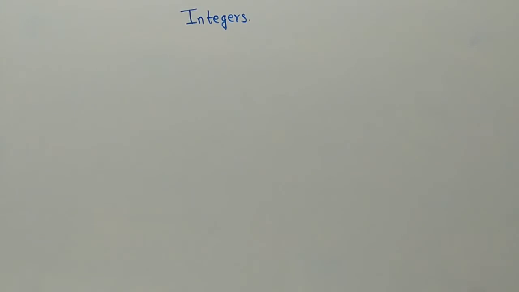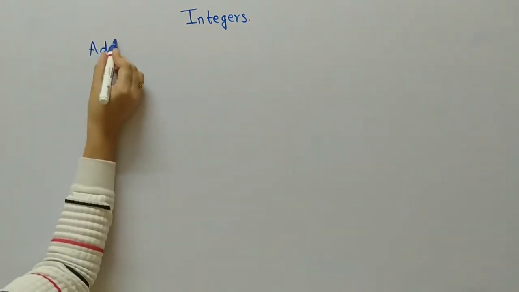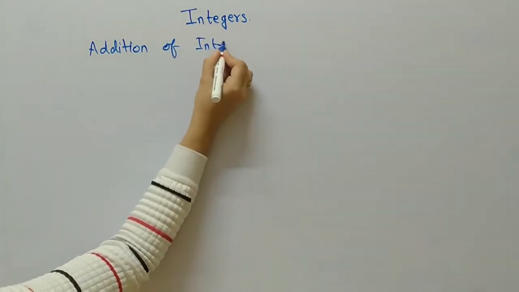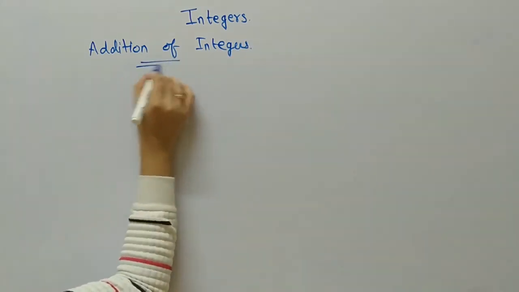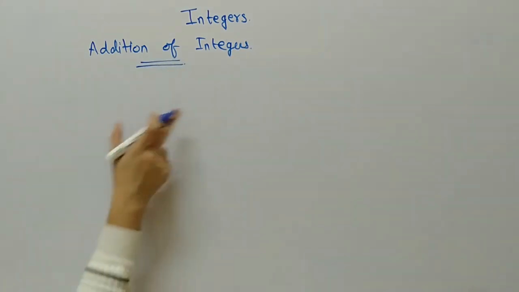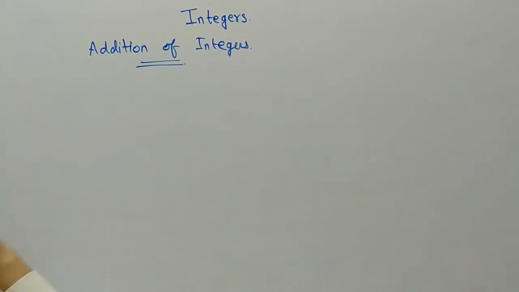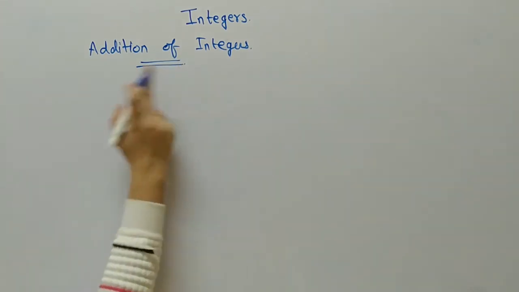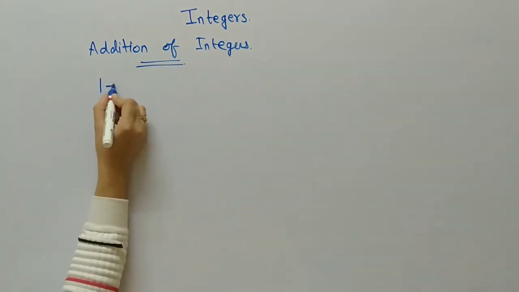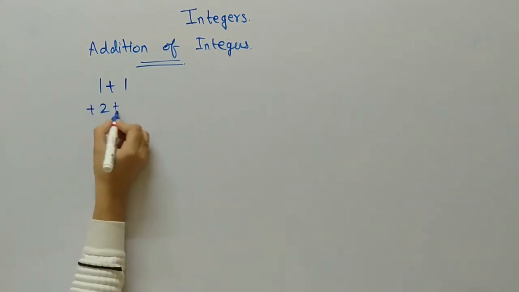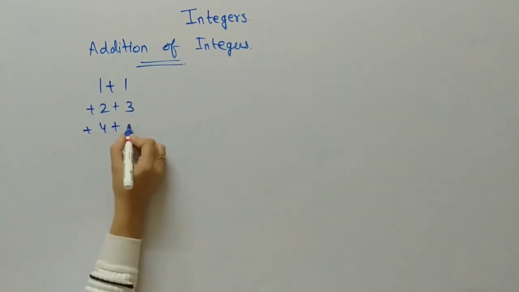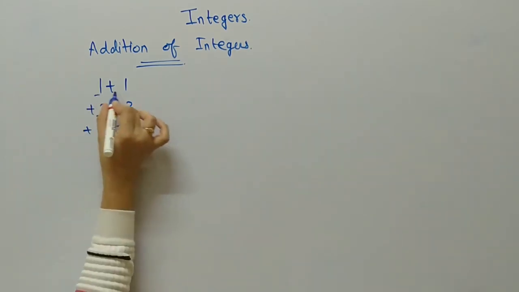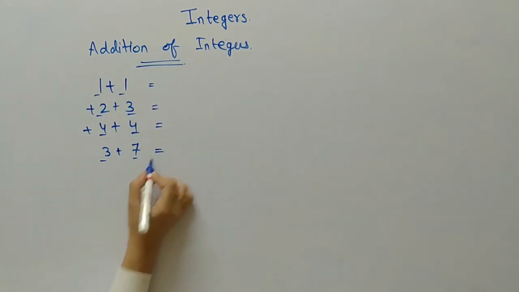So now we will perform some basic operations on integers. The first one is addition of integers. In integers, the sign of a number is very important. So first of all, we will do the addition of integers when both the integers are positive: 1 plus 1, 2 plus 3, 4 plus 4, 3 plus 7. Now in this case, both the integers are positive.